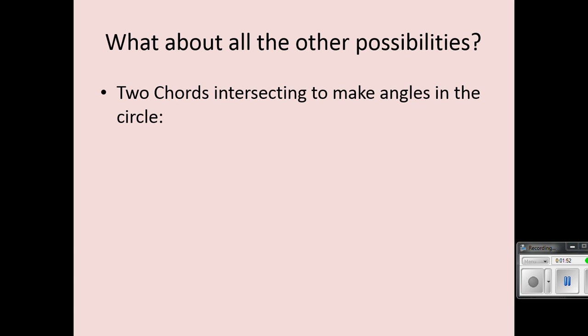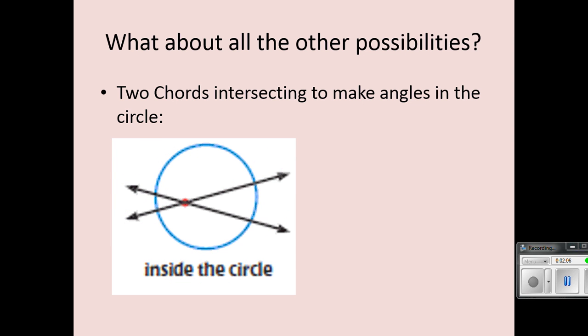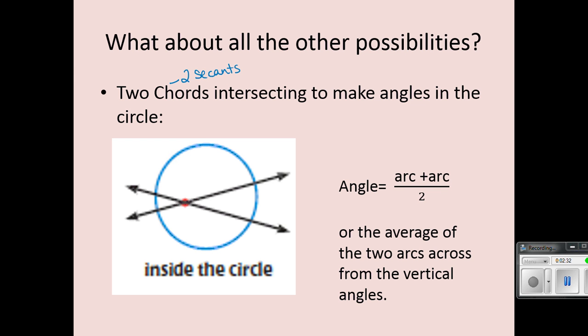All right, now what are all the other possibilities? You need to put this in your notes. The other possibility is two chords intersecting to make angles within the circle. If I have something that looks like this, I could have two chords or two secants. A chord is the segment, and a secant is the segment continued on both sides. So if I have two chords or two secants and the angle is formed inside the circle, then this is the new relationship.